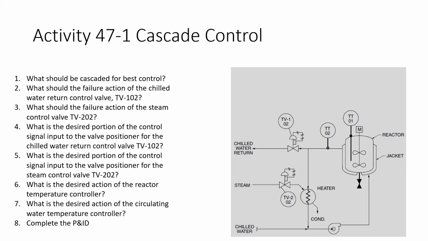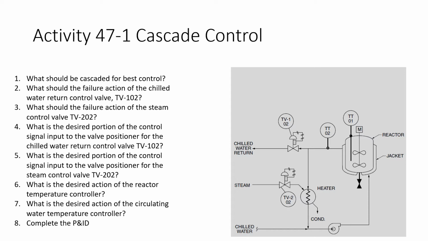So what we are looking at here is what should be cascaded for best control. And so when we ask ourselves about a cascade controller, the first thing we want to know is what are we actually trying to control? And in this case, we're trying to control the temperature of the material inside the reactor. And we're also measuring the temperature of the jacket material, but that's not as important. That's just what we need to be able to have to get the reactor at the right temperature.